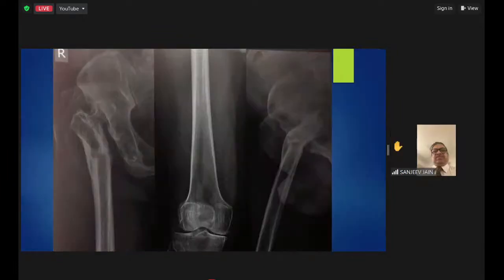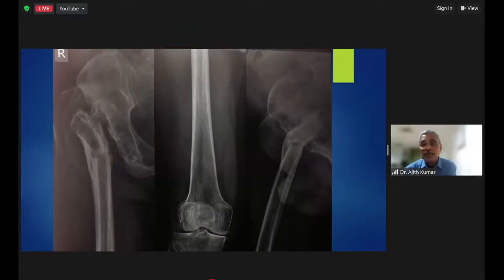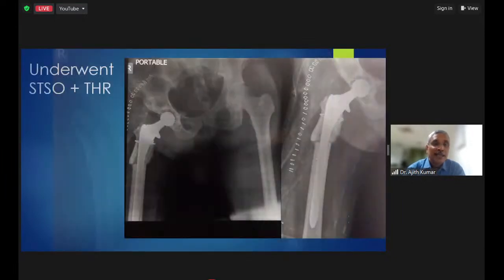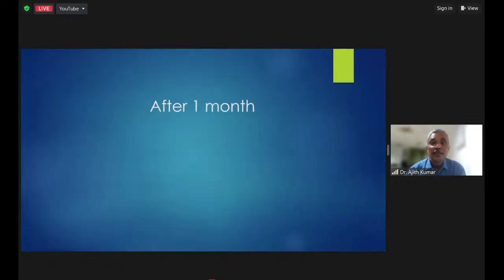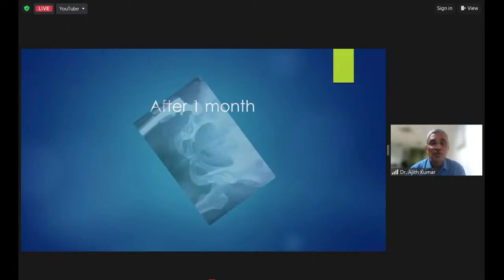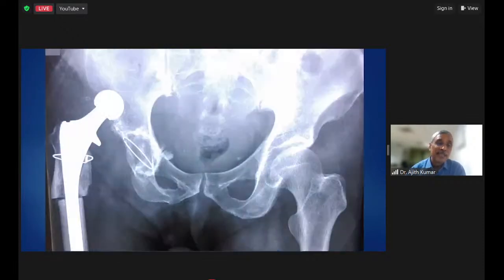Go ahead, Ajith. Yeah, so that's his lateral view there, just to get an idea. So, yeah, I went ahead and did that. I'm used to using this particular stem, really. He was fine, discharged on the 5th or 6th day. Then he came back for suture removal at about 2 weeks, and he was due for follow-up at about 6 weeks' time. And the night before he came to me, this was the situation.